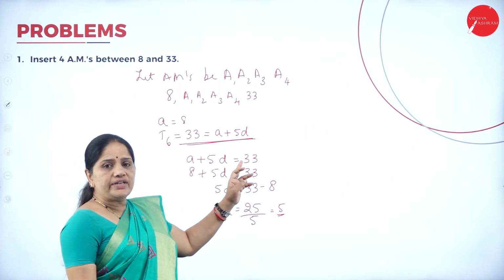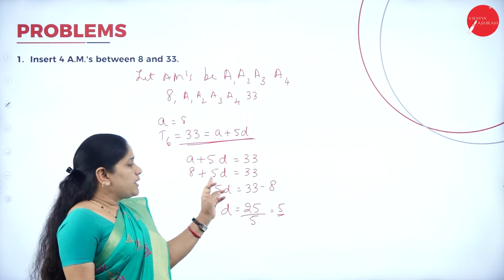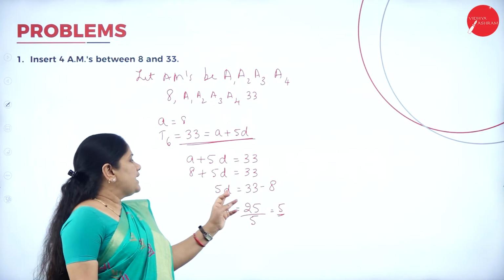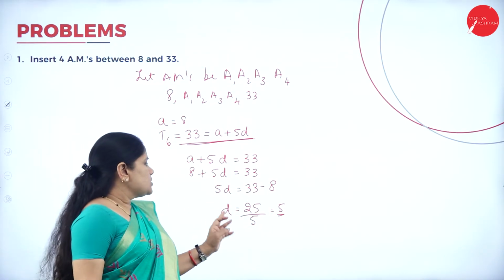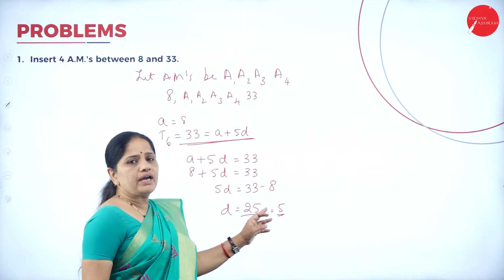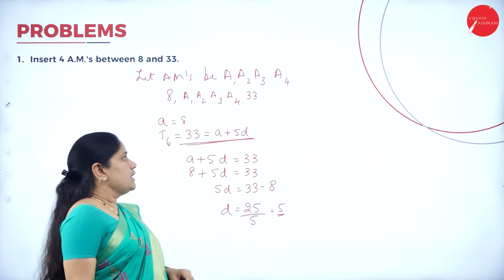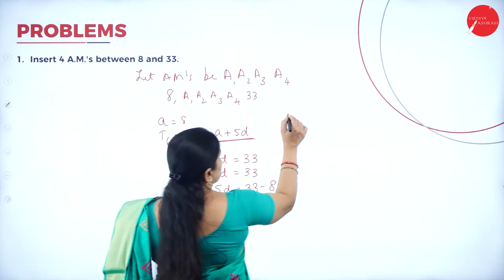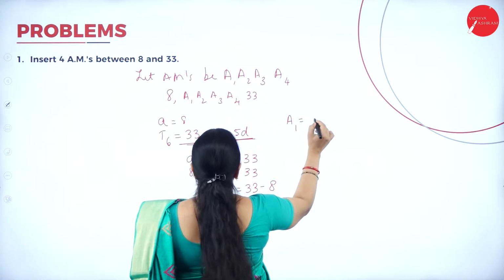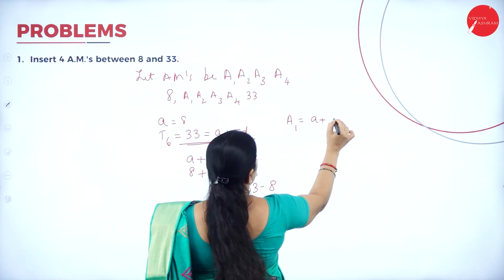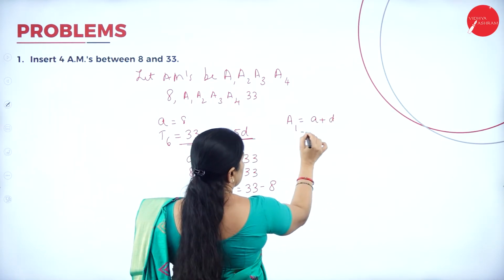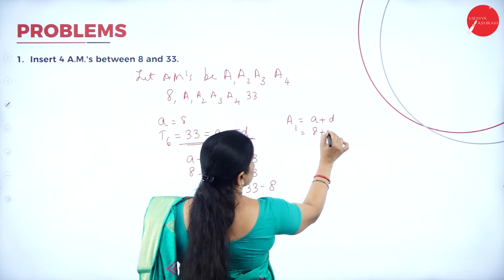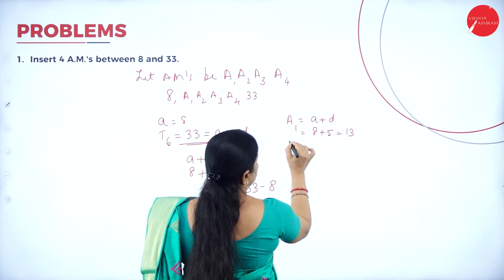So A plus 5D equals 33. So 8 plus 5D equals 33. 5D equals 33 minus 8. So D equals 25 by 5, that is 5. Okay, now we have to find A1, A2, A3. So A1 will be equal to A plus D. So this will be 8 plus 5, that is 13.